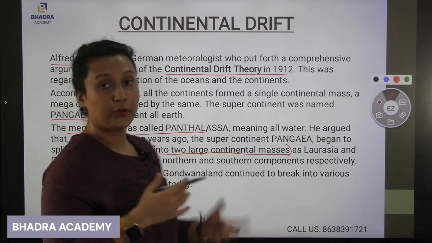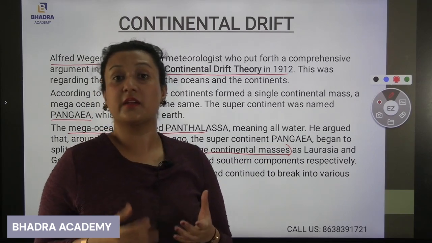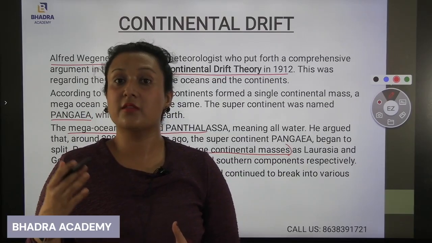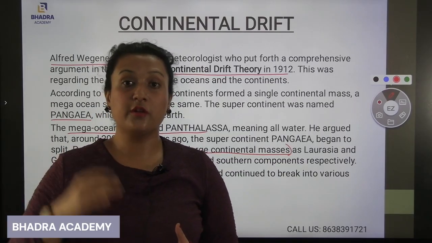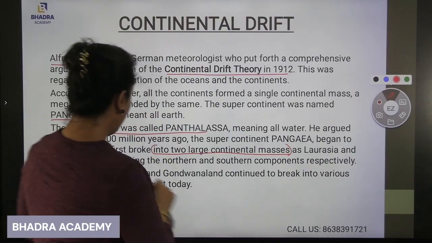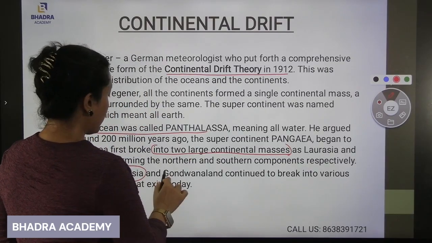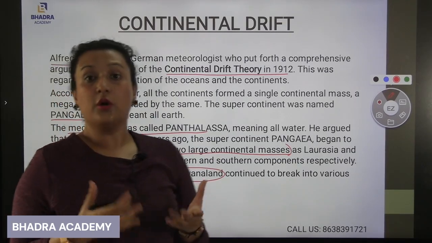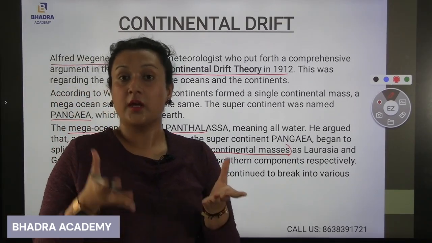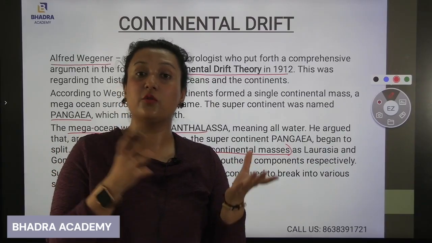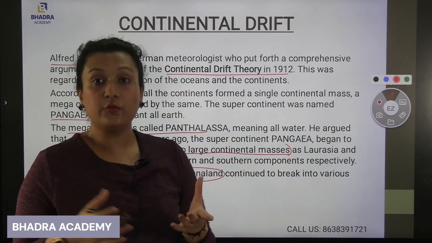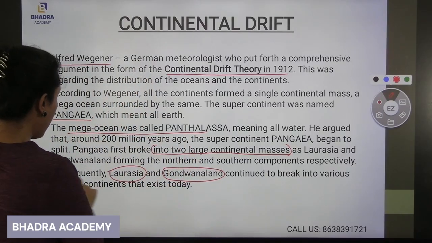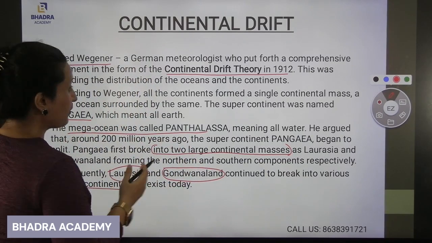Now, if I talk about Pangaea, Pangaea was first divided into two parts. First is Laurasia and the other is Gondwana land. The northern part is known as Laurasia, and the southern part is known as Gondwana land. So the Pangaea landmass broke into Laurasia and Gondwana land. Afterwards only they were divided into continents. So it was 200 million years ago, and from there only smaller continents were being formed.